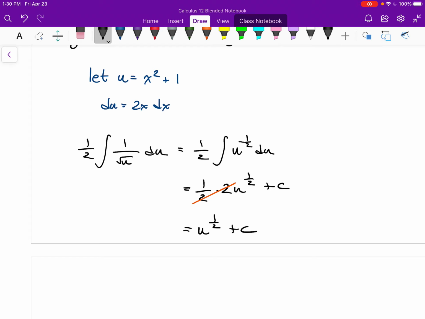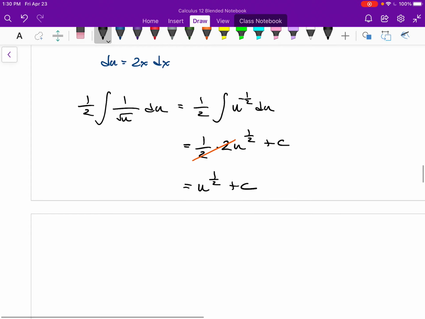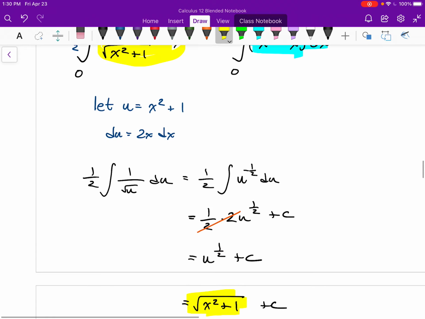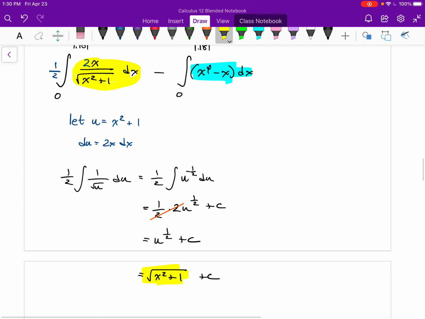That's my antiderivative. However, what I really need is the square root of u, which is the square root of x squared plus 1 plus some constant. That's it. I can now evaluate that from my bounds, as well as the other part up there that I've highlighted in blue, which I don't need to use integration by substitution to evaluate. So putting this all together now, I can really now evaluate this.